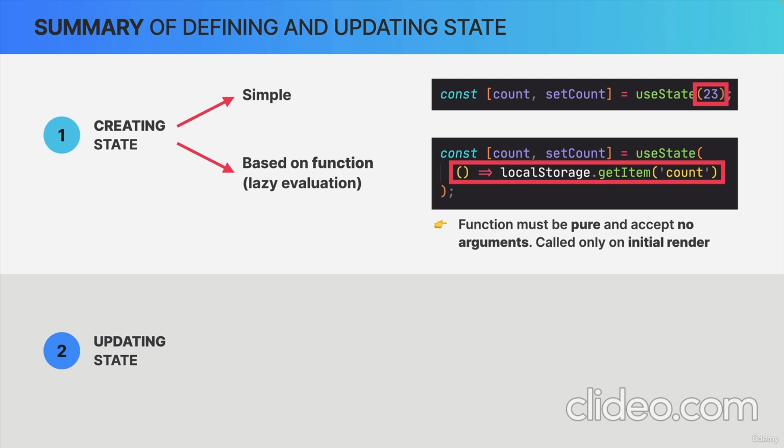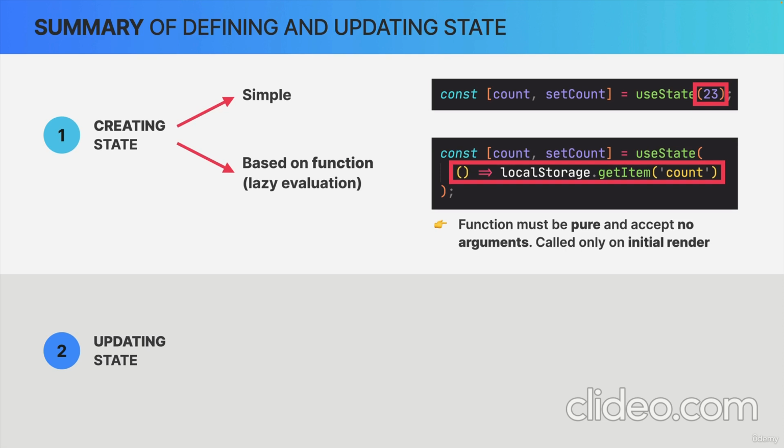Also, this callback needs to fulfill two requirements. First, it must be a pure function, and second, it should require no arguments in order to work. And that's actually it. That's how we create state variables using useState.